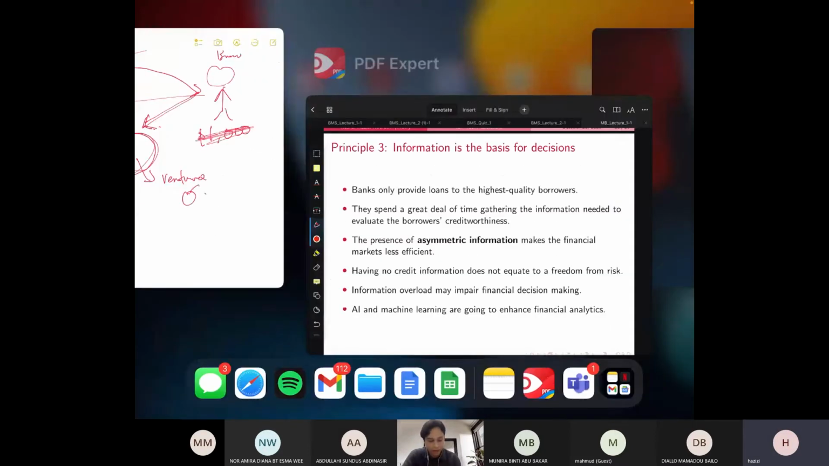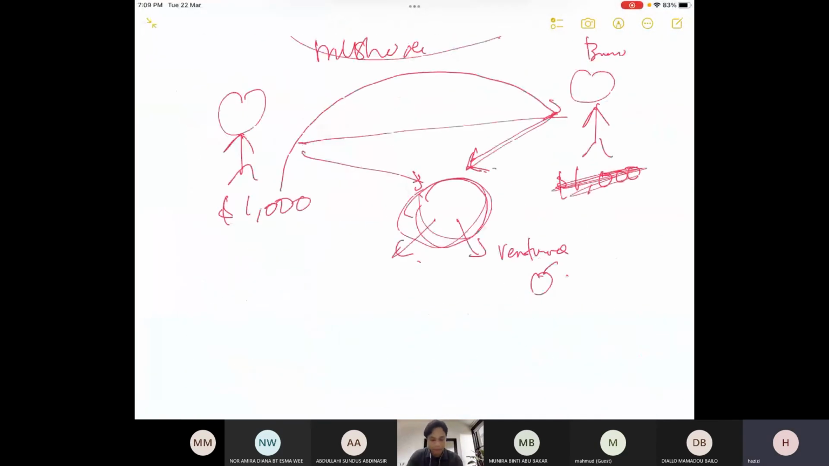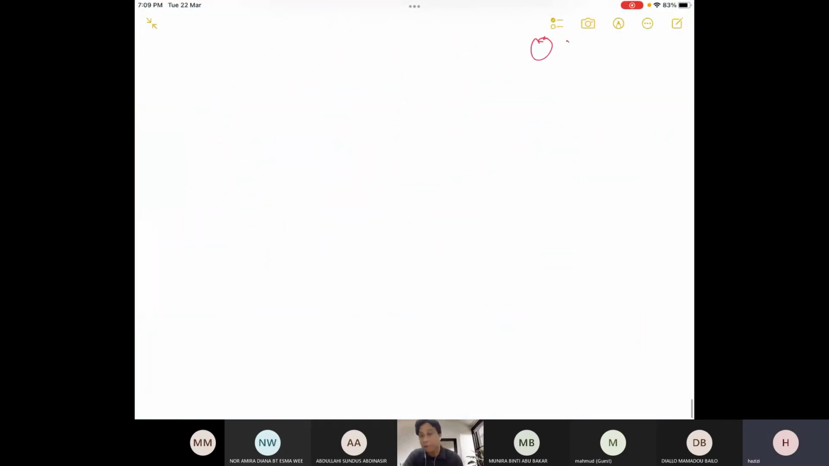The concept here is about their ability to repay the amount of money that they borrowed. So in the financial markets, we have this concept. I think you have heard about this. We have this concept of asymmetric. Sorry, I have bad spelling.